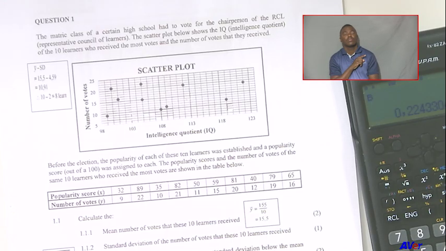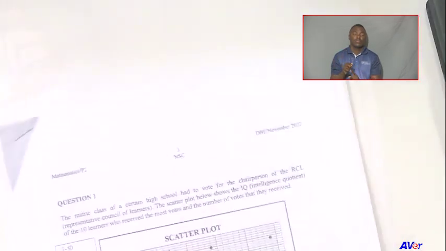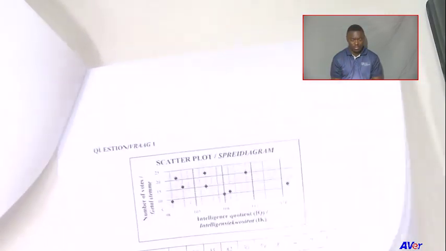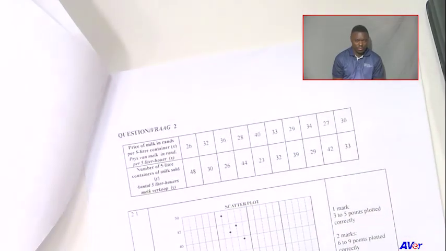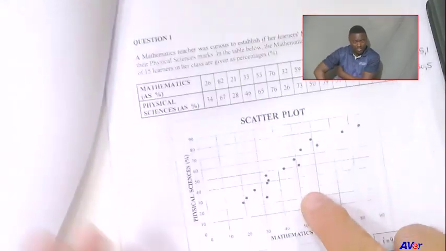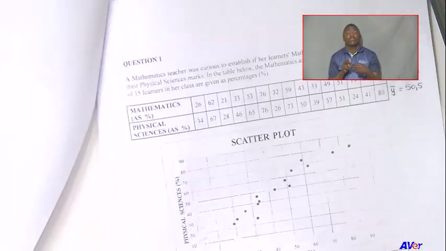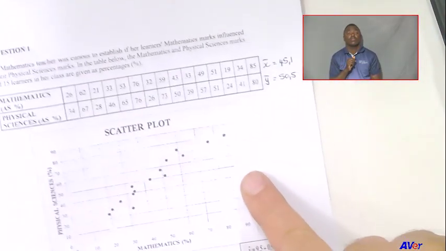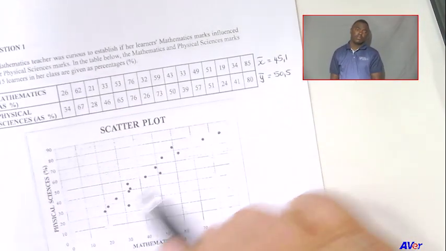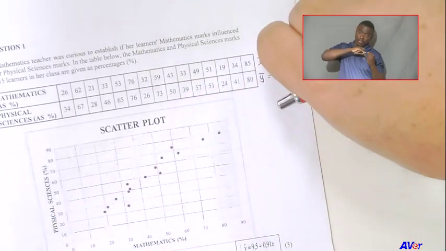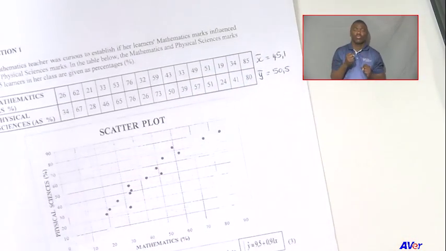Because the points are scattered all over the place. If the points are very close to each other like this, and you draw a regression line, then it's a strong correlation. Is that clear? But the first one is a weak correlation.